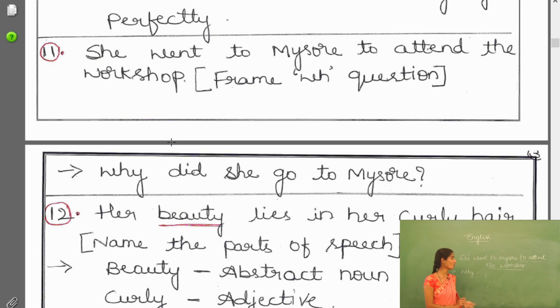But when you don't have a helping verb in a sentence, then you should look at the main verb. If the main verb is in the past form, then you have to use did. If it is in the present form, you have to use do or does. Then what will be the question there? Why did she go to Mysore? She went to Mysore to attend the workshop. Concentrate on the helping verb and the verb there.